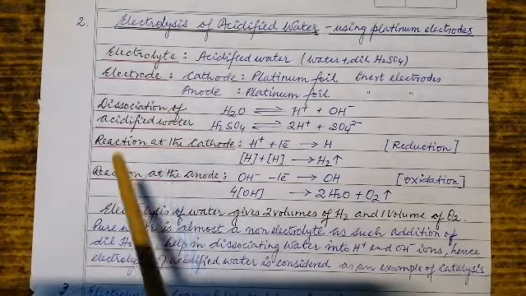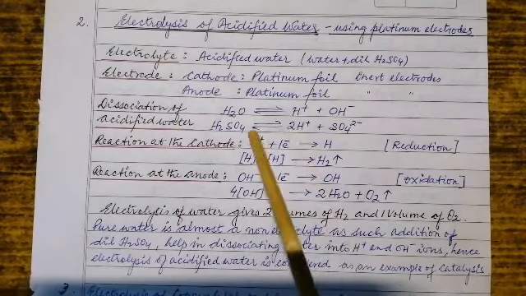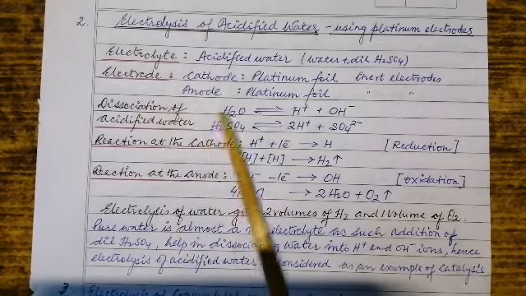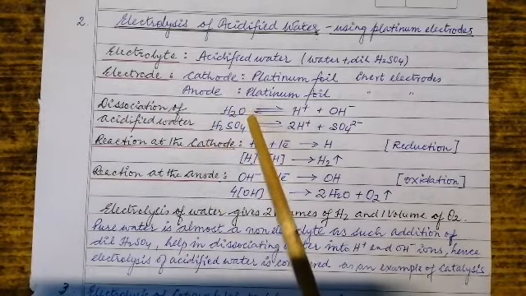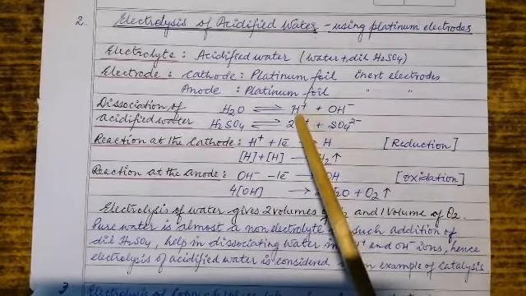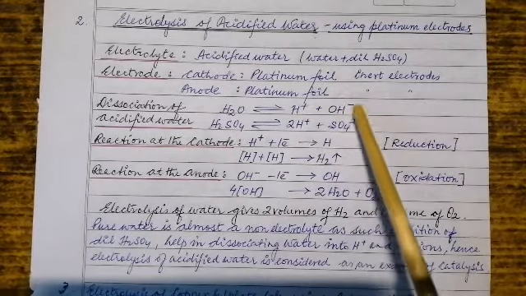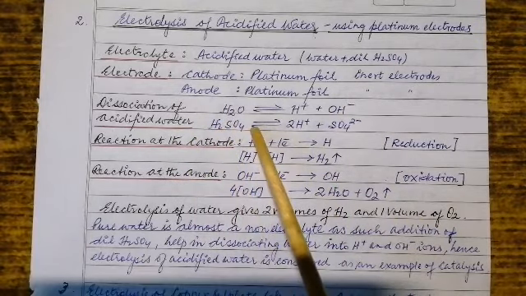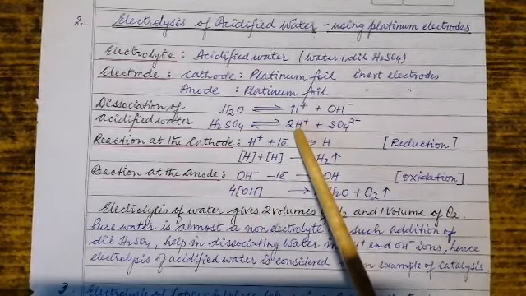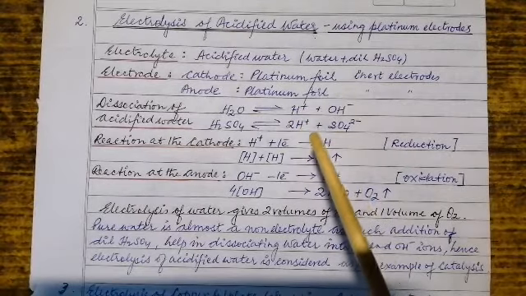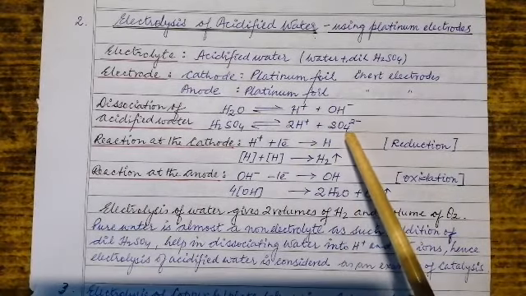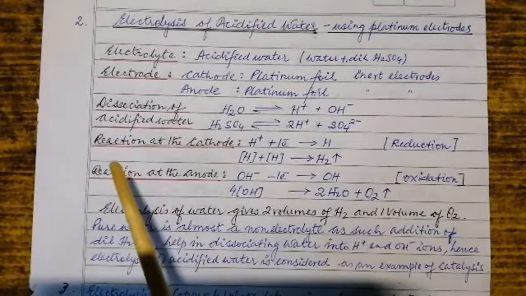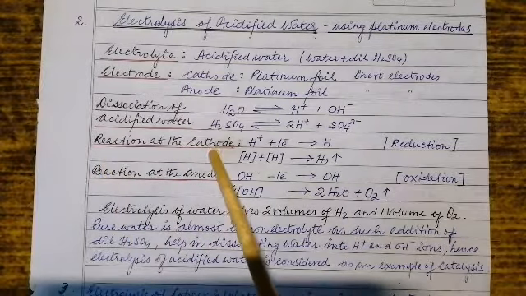Now let us look at the electrolytic dissociation of acidified water. H2O will form H+ ions and OH- ions. And sulfuric acid will ionize into two hydrogen ions, which are always positively charged, and a sulfate ion, which is always negatively charged. Now let us quickly look at the reaction taking place at the cathode.